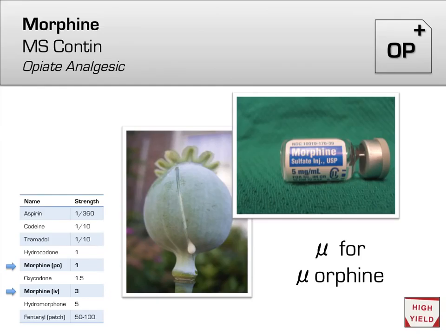One thing to note is that morphine IV is about 3 times as powerful as giving it in a PO form. One occasionally tested tidbit is that morphine, as well as many of the other opiates we will cover, bind to the mu subtype of opioid receptors. There are other subtypes of opioid receptors, including delta, kappa, and nociceptin, but try to remember mu for morphine.